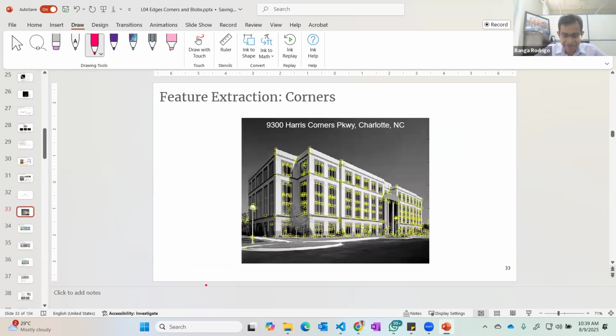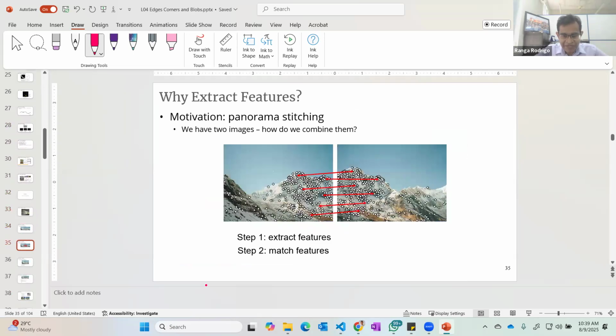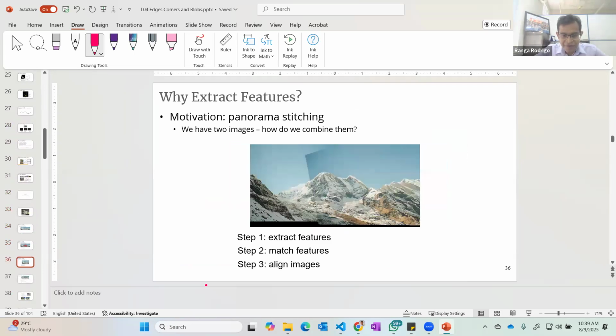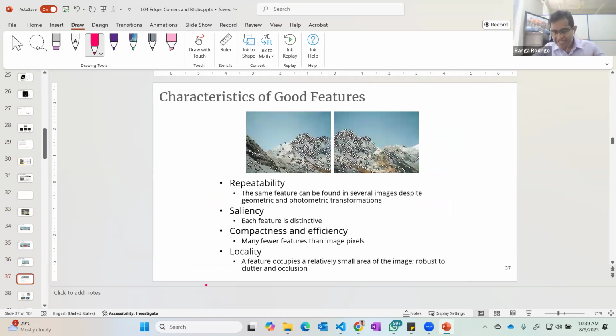So these are the corners you can see, and we understood the motivation why we need those corners. We want to align images and so on, and we discussed about four important properties of those features that we detect as corners. First one is repeatability. Repeatability means if you take several images, the same corner should be detected in both the images. So here also you can see there are dots to represent corners. So just observe that the same corner has been detected in both these images. These two images are different viewpoints of the same scene, right?